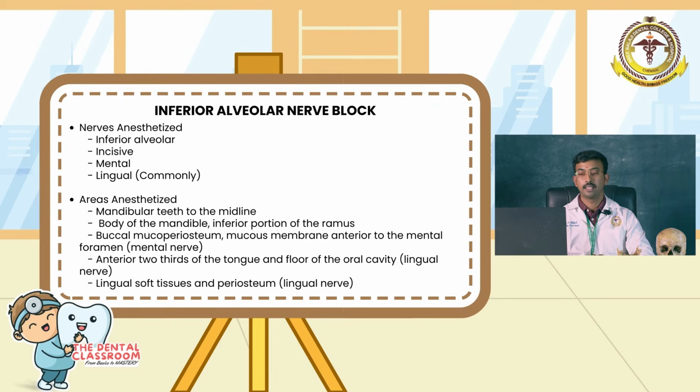Nerves anesthetized in this technique include the main nerve, that is your inferior alveolar nerve, incisive nerve, mental nerve and lingual nerve. Areas anesthetized are the mandibular teeth till the midline in the quadrant which we are anesthetizing, body of the mandible, inferior portion of the ramus, buccal mucoperiosteum and mucous membrane anterior to the mental foramen, anterior 2/3 of the tongue and floor of the oral cavity which is supplied by the lingual nerve, and the lingual soft tissues and periosteum supplied by our lingual nerve.